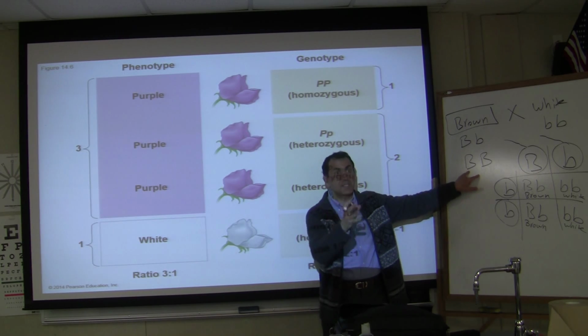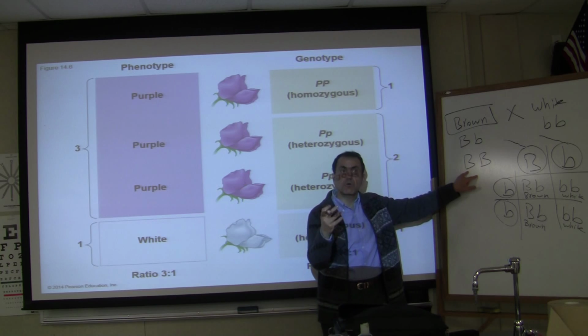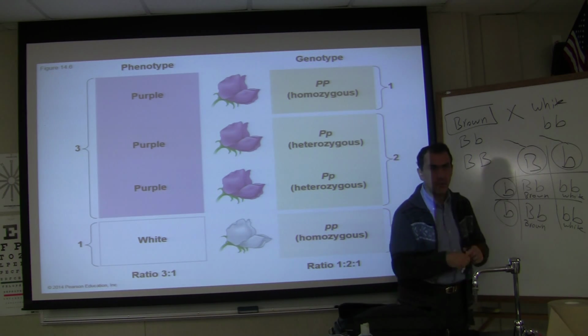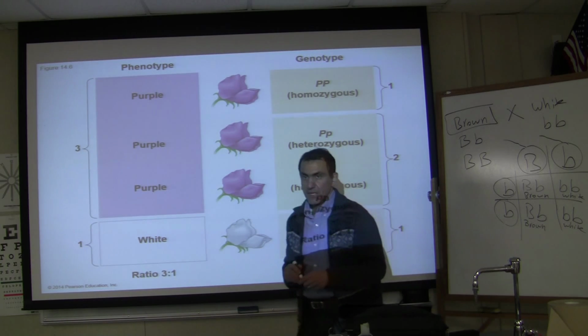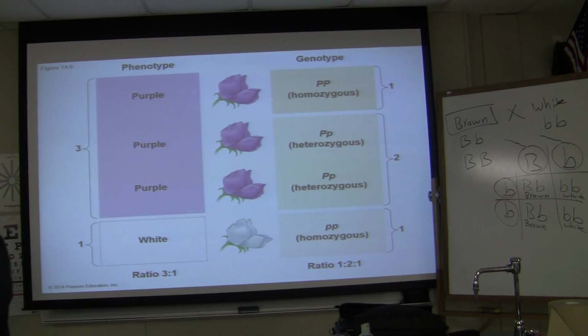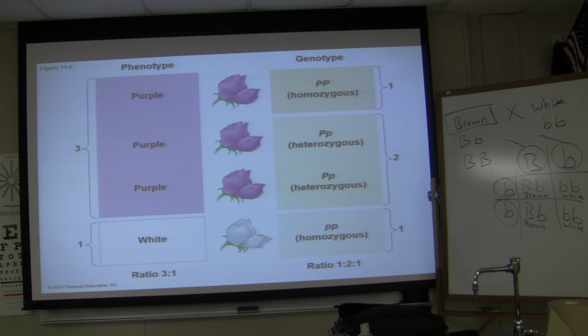I have to cross it with a recessive one. I hope I'm making sense. That is test cross. In test cross, your phenotypic ratio is always what? Your phenotypic ratio is always what? 1 to 1. In test cross, your phenotypic ratio is always 1 to 1.